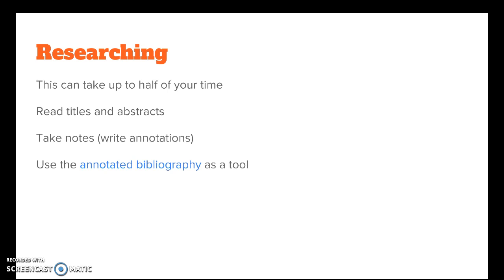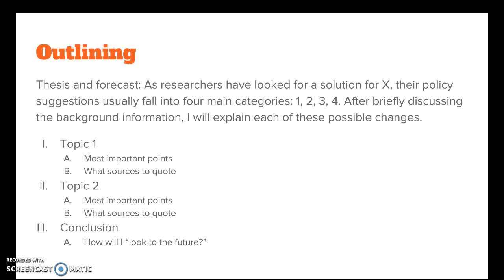So that is what I do, and by the time I get done with this, I am already pretty confident with my outline. When I write an outline, I will write my thesis right at the very top of the page. Here's an example of something that is a thesis that you might use for this kind of paper. As researchers have looked for a solution for X, their policy suggestions usually fall into 4 main categories, and then I would give them 1, 2, 3, and 4.